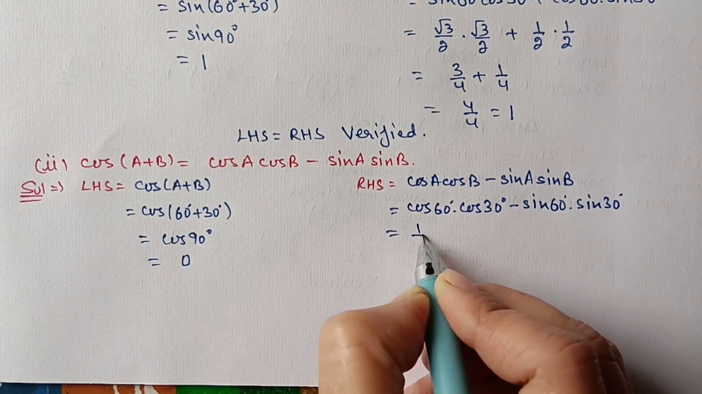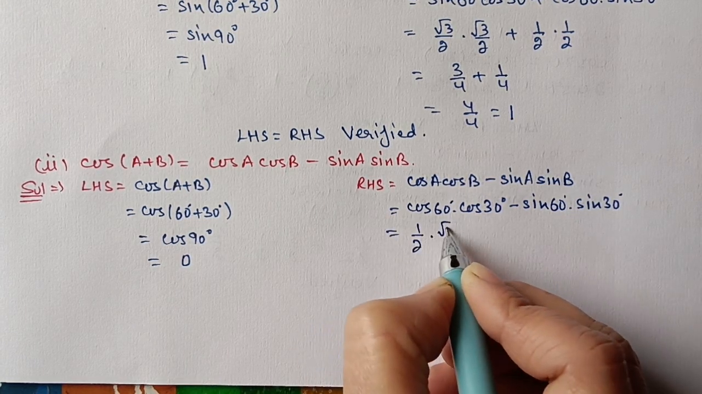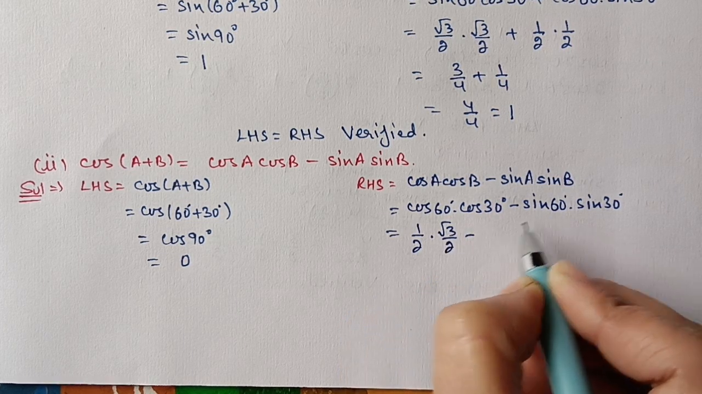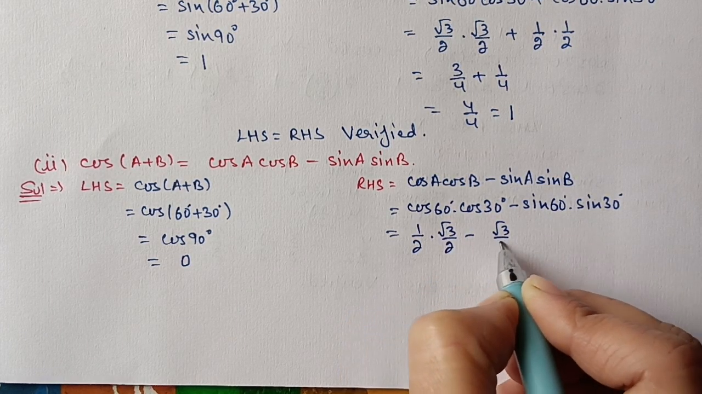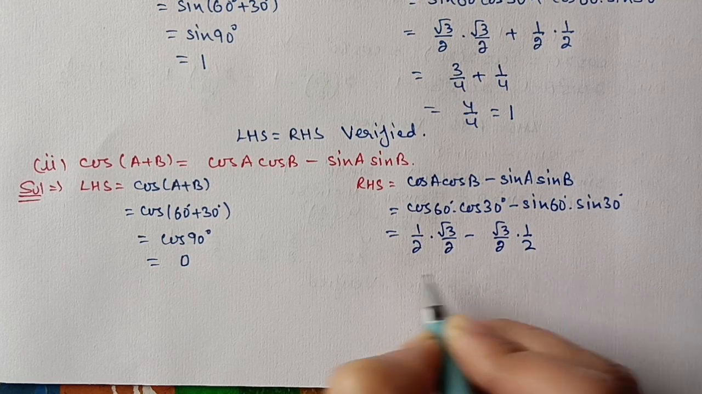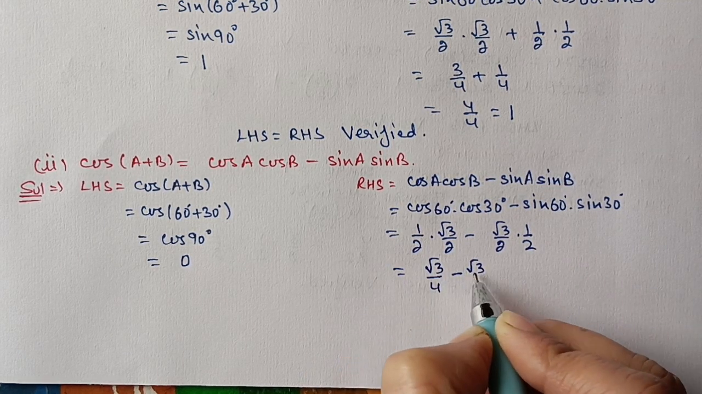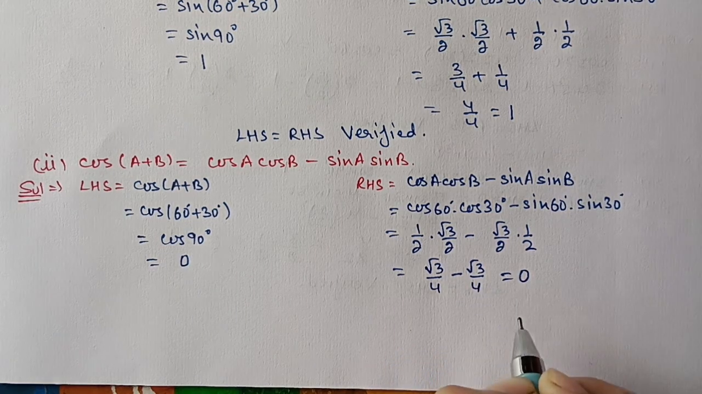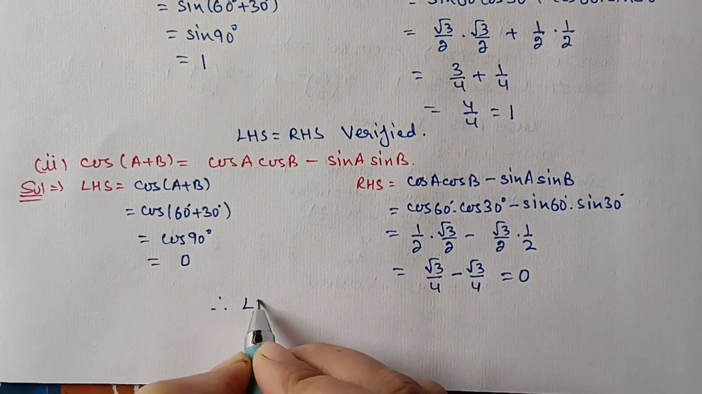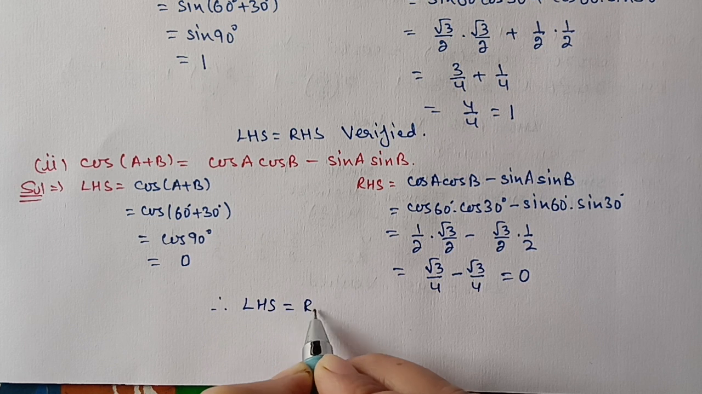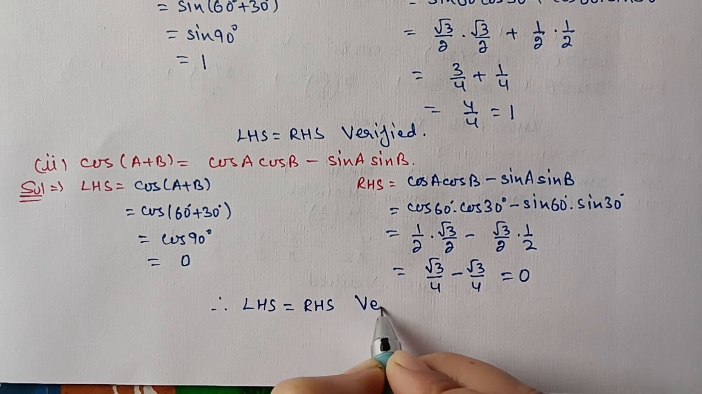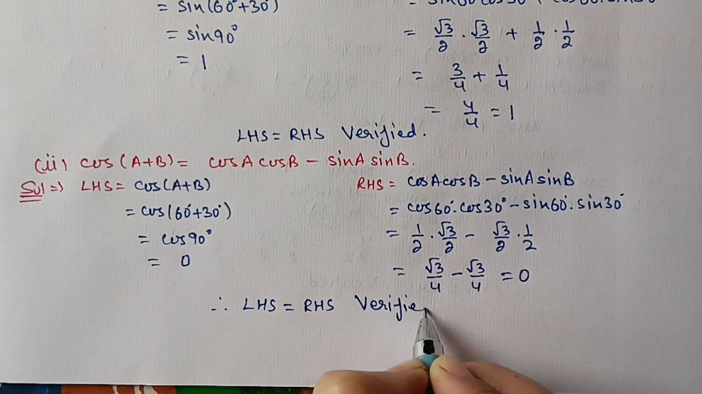Cos 60 value is 1 by 2, cos 30 is root 3 by 2, sin 60 is root 3 by 2 and sin 30 is 1 by 2. So root 3 by 4 minus root 3 by 4, we are getting 0. So therefore left side and right side both are coming same, hence it is verified.